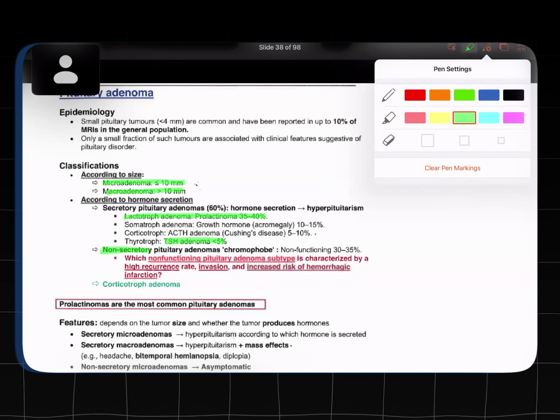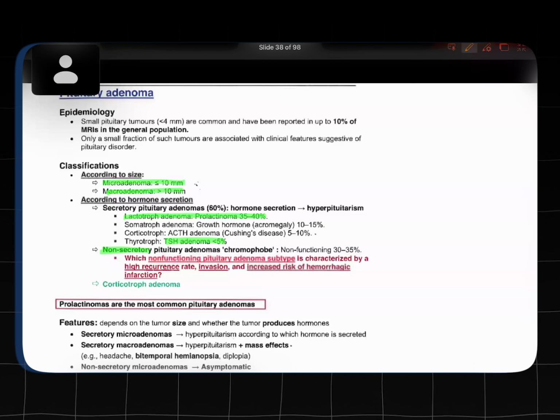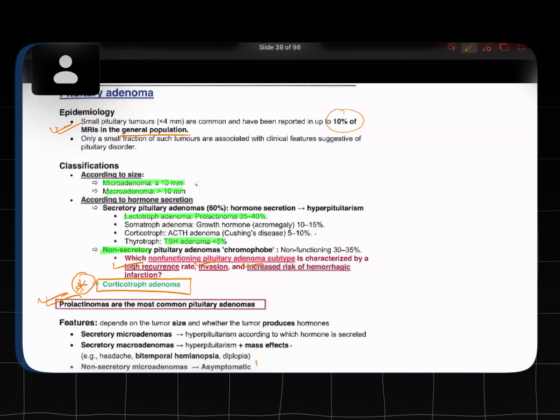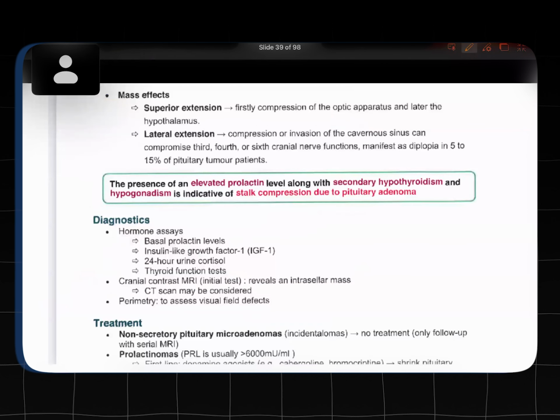Non-functioning, non-secretory type may not be noticed for a long time. There can be a high recurrence rate, there can be invasion, and increased risk of hemorrhage. The answer is corticotrophic adenoma. Most common cause is prolactinoma, we have discussed. Up to 10% in the general population, if you do MRI, there can be a pituitary adenoma. Clinical features depend upon which hormone it is secreting. If it is non-secretory, it can be asymptomatic.